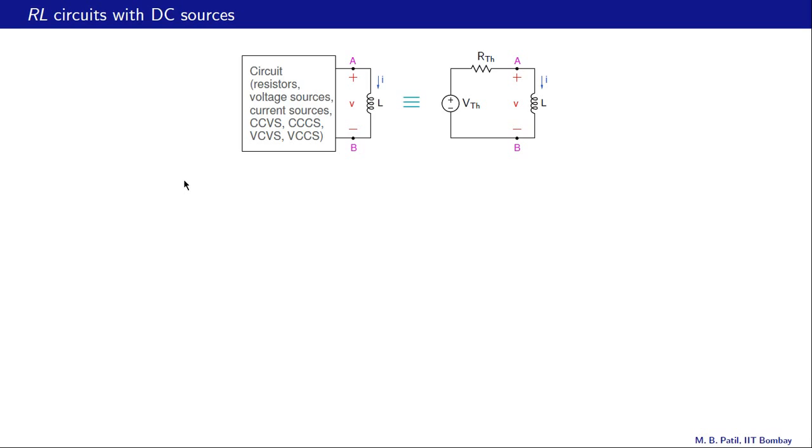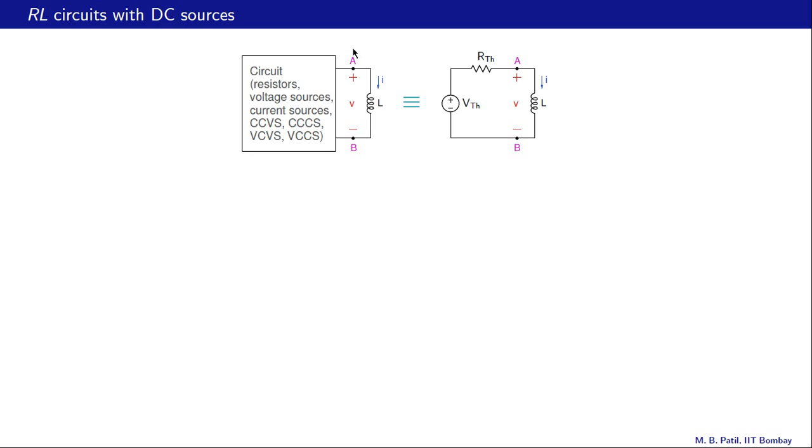Let us now look at RL circuits with DC sources. So here is a linear circuit once again, consisting of resistors, independent voltage sources, independent current sources, and dependent sources. To this circuit we connect an inductor, and our interest is to find the voltage across the inductor as a function of time and the current through the inductor as a function of time.